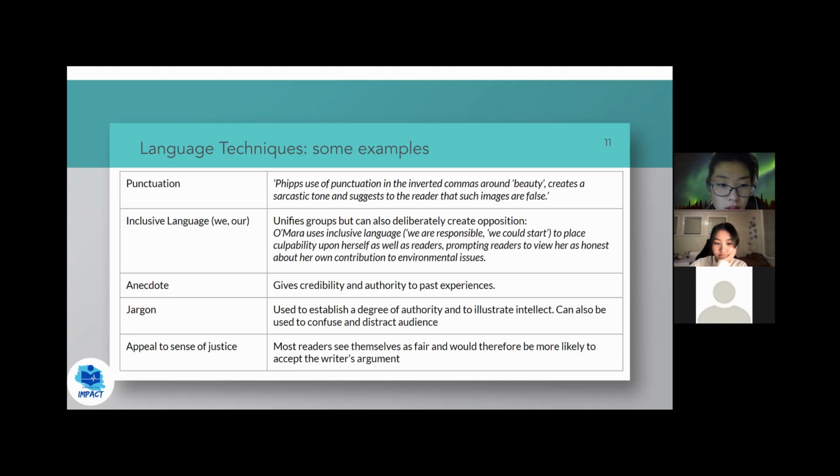And then we've got appeal to sense of justice. Typically this effect is so that readers can see themselves as fair, and they would therefore be more likely to accept the author's argument. Also, that sense of inherent moral code and that desire to do the right thing. You can typically see that in a lot of articles that have stances on humanitarian issues, such as refugees, for example.